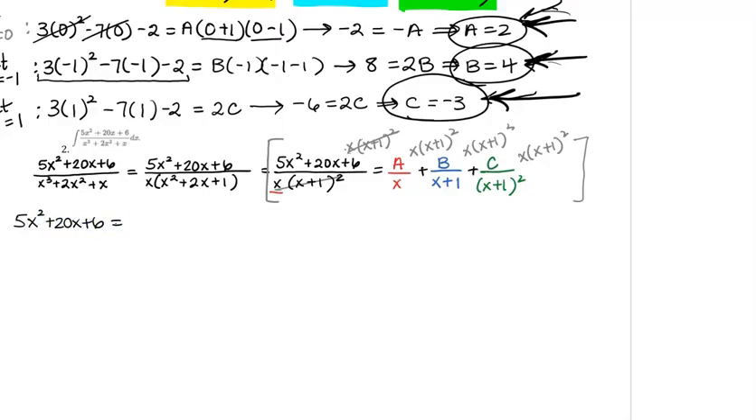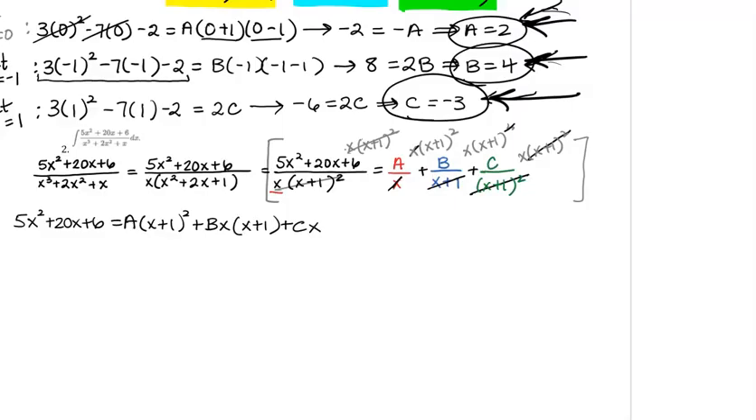On the right side, for the A term, when we multiply by x times x plus 1 squared, only the x cancels out. So we have A times x plus 1 squared. In the B term, one of the x plus 1s will cancel out. So B is left multiplied by x and a remaining factor of x plus 1. And then for the C term, the x plus 1 squareds will cancel out, leaving C multiplied by x.